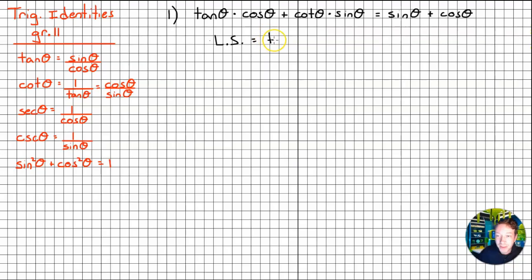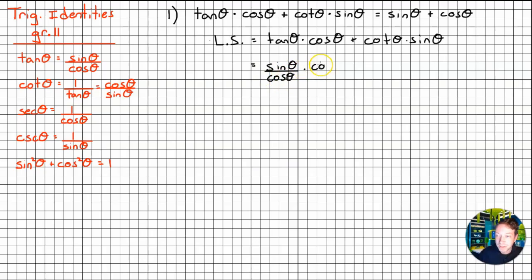Okay, so the left side we have tan theta times cos theta plus cotan of theta times the sine theta. Now the first thing you're going to do is try to put everything in terms of sine and cosine. So let's get rid of those tans and cotans. So we're going to use this first identity here. So tan theta becomes sine theta over cos theta.